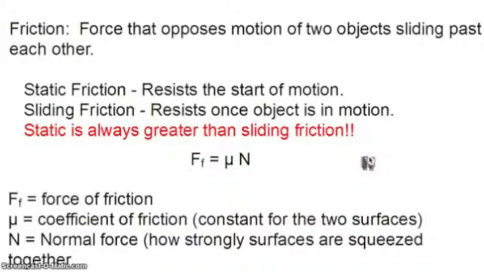Basically this coefficient of friction has to do with the two surfaces that are in contact. The normal force is equal to how strongly those two objects are pushed together. And the force of friction is, again, that resistance force. The coefficient of friction will be different if you're talking about static versus sliding friction, and it is always greater for static than it is for sliding. So it's always harder to get something moving than it is to keep it moving, is basically one way of looking at that.